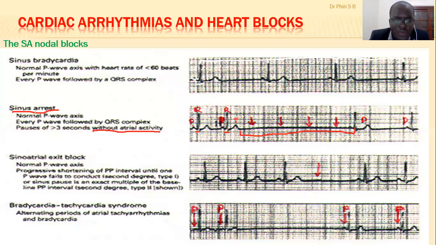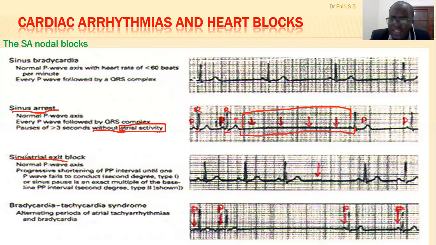So this will result in a sinus arrest, whereby you don't have atrial activity because you don't have a P wave to stimulate the atria to fire action potentials. So you can see from here that this is an example of sinus arrest. Then we move on to sinoatrial exit block. So you have sinoatrial exit block.